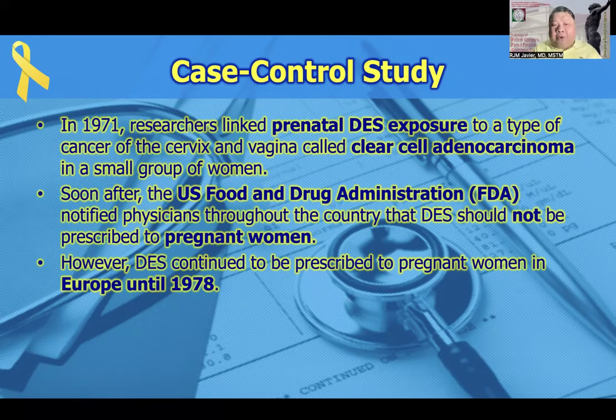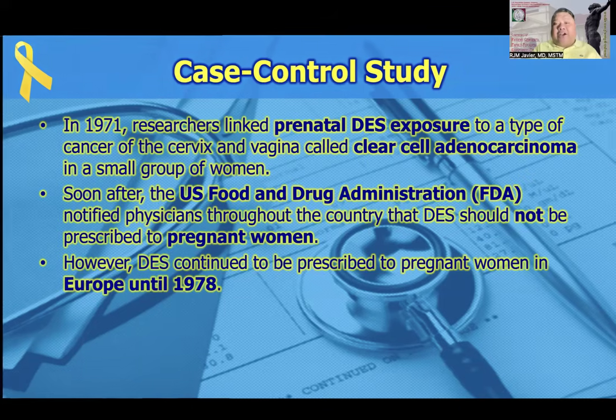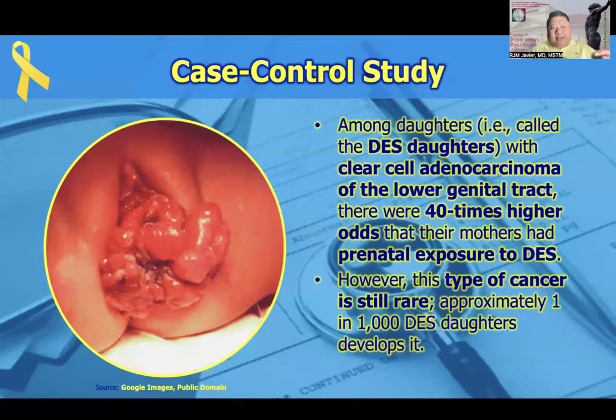And because of this, the US FDA eventually notified doctors that DES should not be prescribed to pregnant women, to the point that even the warning reached the European countries. And in 1978, the popularity of DES started to decline because of the link of DES exposure to clear cell adenocarcinoma. So this is an example of that rare type of gynecologic malignancy.